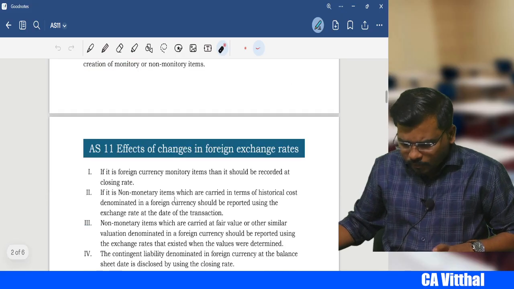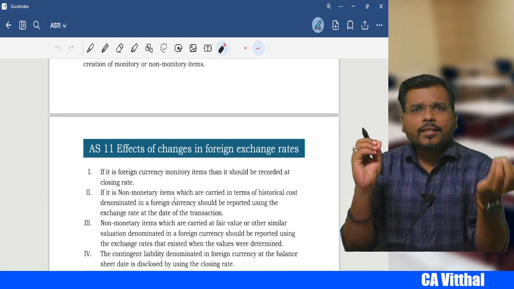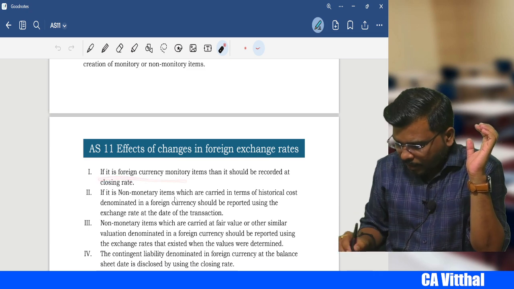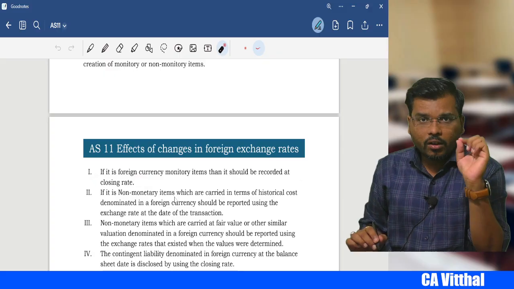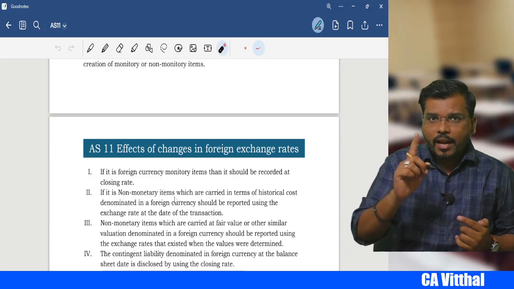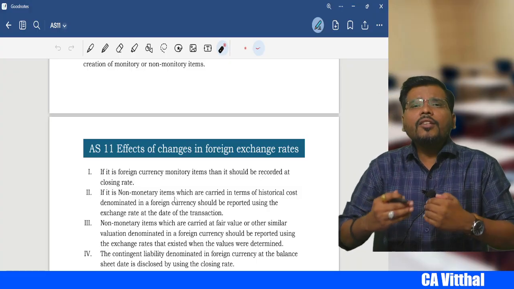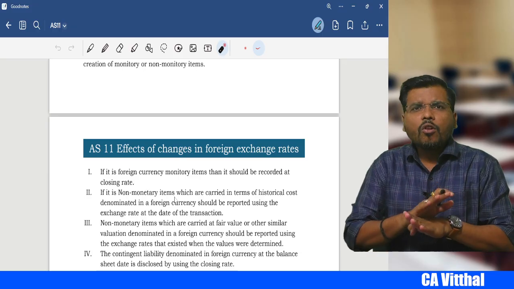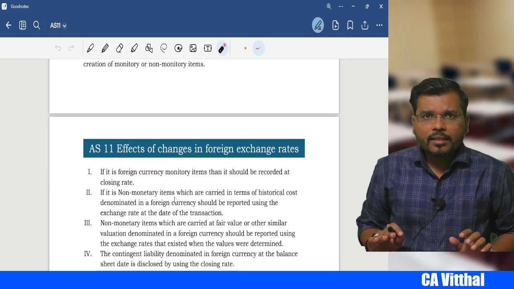Once you identify whether the foreign currency transaction resulted into a monetary or non-monetary item, if it is a monetary item, then it should be recorded at the closing rate. On the balance sheet date, you have to record monetary items at the closing rate. Non-monetary items we generally record at the historical rate. So generally we do not make any changes in the non-monetary item. Is that clear?